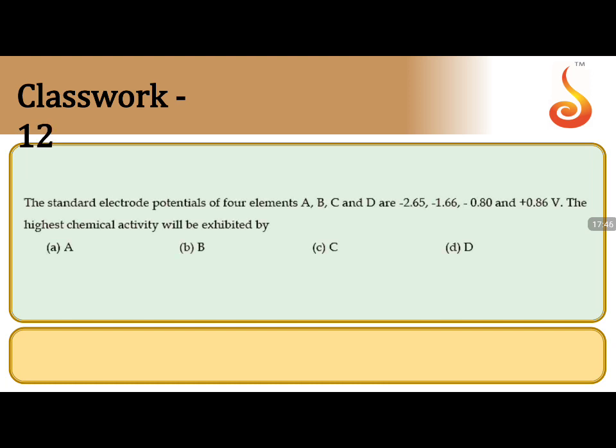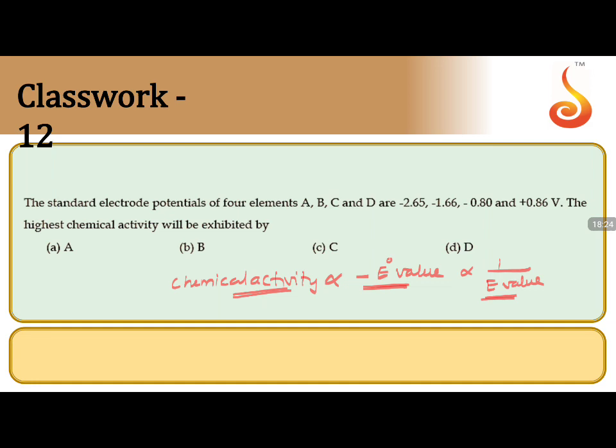In the 12th question, the standard electrode potentials of 4 elements are given, A, B, C, D, and the highest chemical activity will be exhibited by which? Chemical activity is directly proportional to negative E naught value, or inversely proportional to E naught value. The more negative the value, the more chemical reactivity; the more positive the value, the less is the chemical activity of that metal.